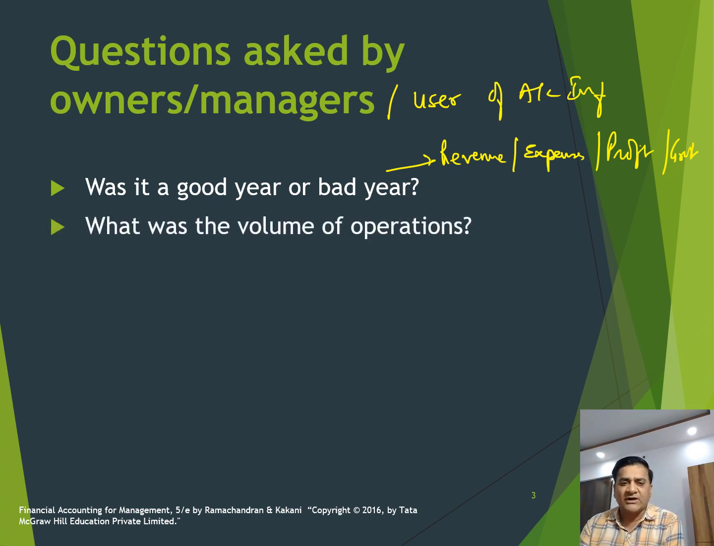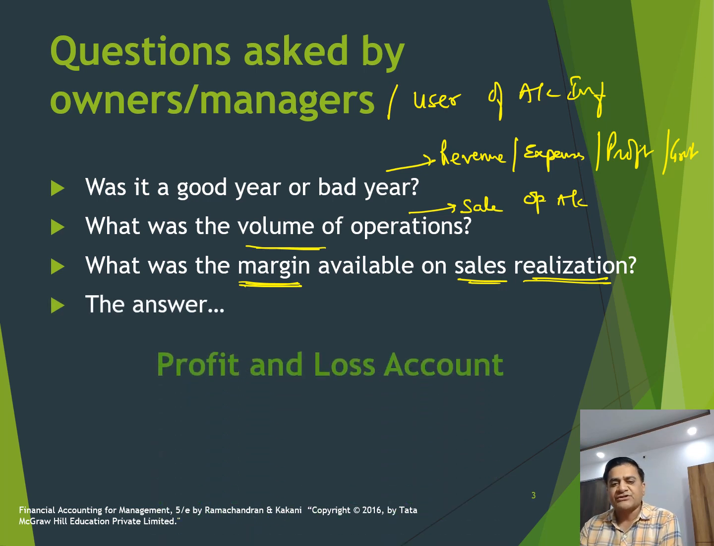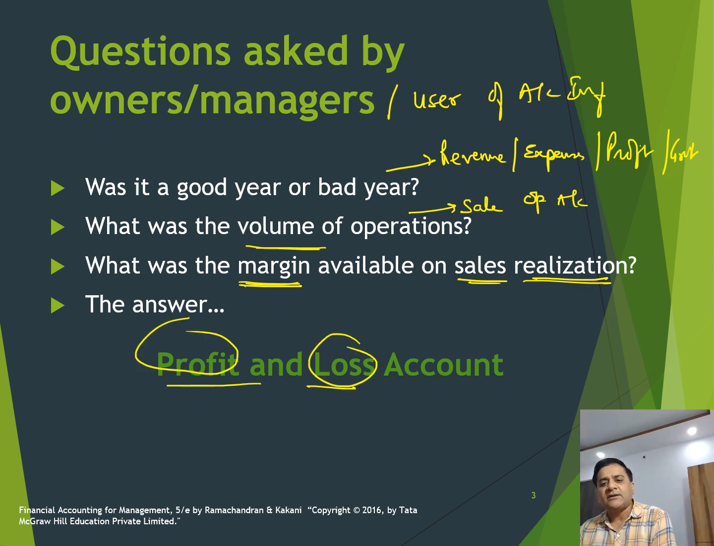Then they would also ask you as to what was the volume of operation, in other words, what was the sale from the regular operational activities during the year, right? Then there would also be a question as to how much is the profitability or what is the margin which is available on the sales which has been realized, right? The answer to all these above questions would be the profit and loss account, because the profit and loss account is an account which talks about the profit or loss which has been earned or incurred by an organization during a particular financial year, right?